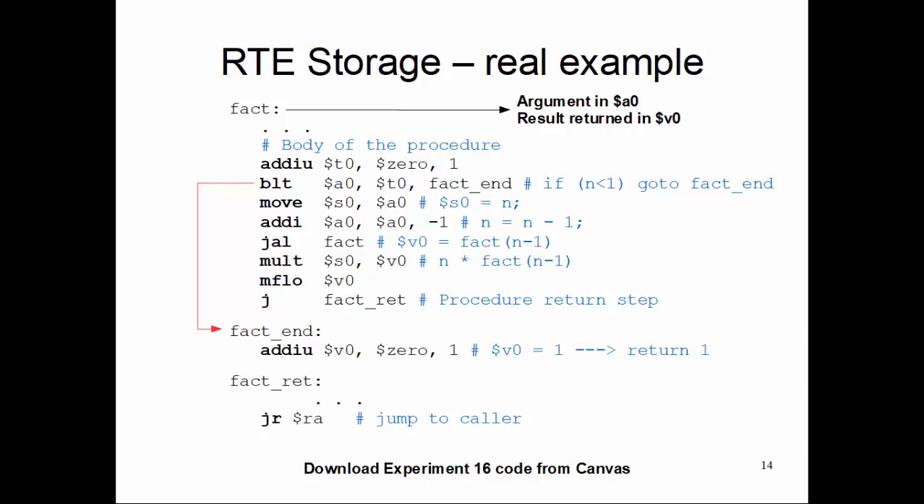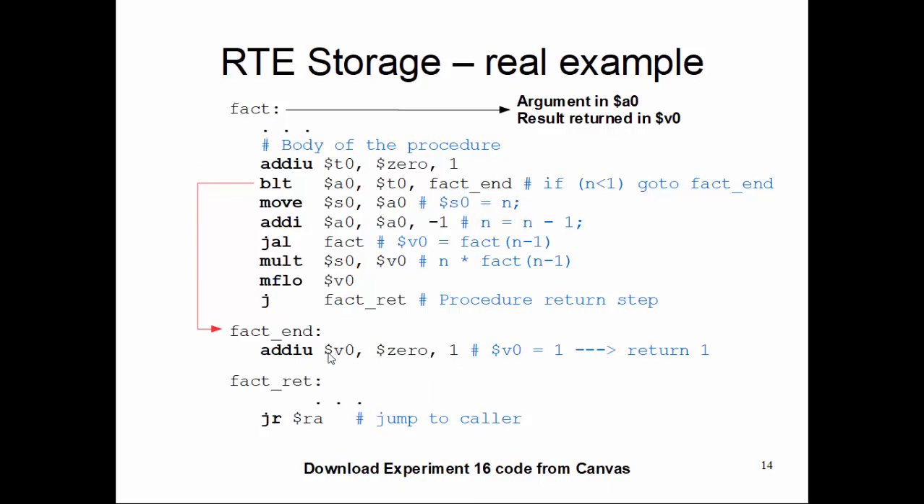Okay. So anyway, let's get back to this procedure, what it does. First thing, initializing temporary register T0 to 1. Then it is checking BLT, branch on less than. We are checking if A0 is less than T0. Remember, if n is less than 1, go to the end of the factorial. That's my base case. So BLT A0 T0 to the factorial end. It goes there and places a return value 1 into V0.